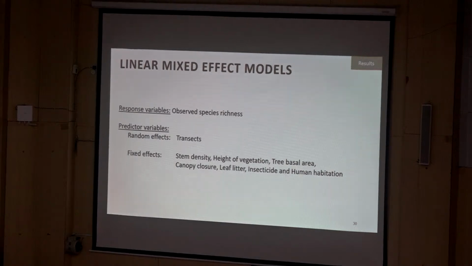When I ran linear mixed effect models with observed species richness as the response variable and transects as random effects, I used the structural variables along with two other variables, insecticide and human habitation, because some of those coffee plantations had insecticide use and a lot of these sites have human habitations in them, which have been known to affect species richness, either through an increase or decrease in species.